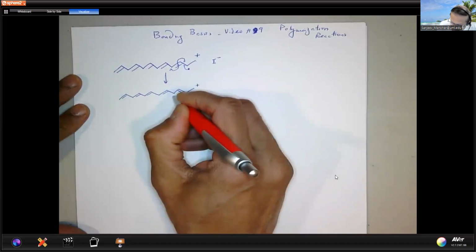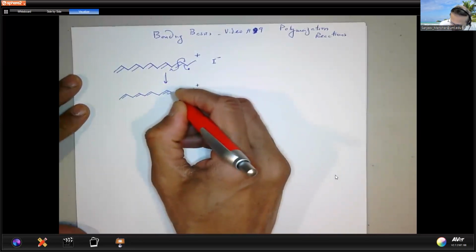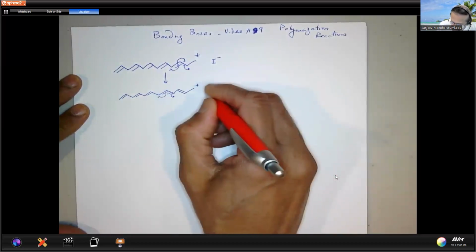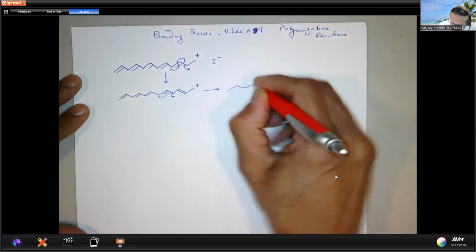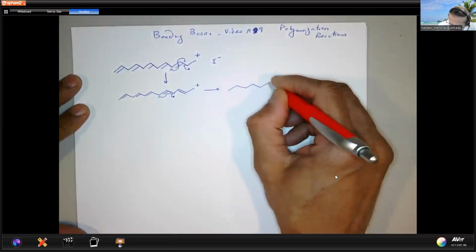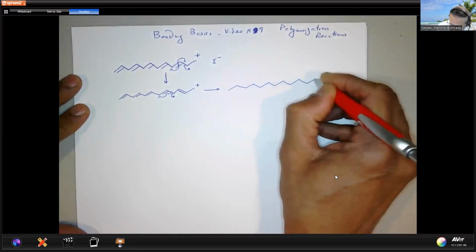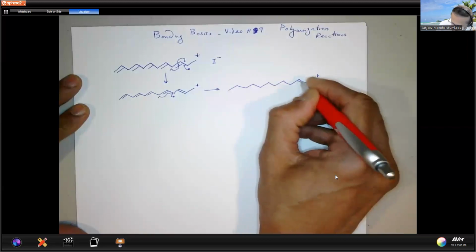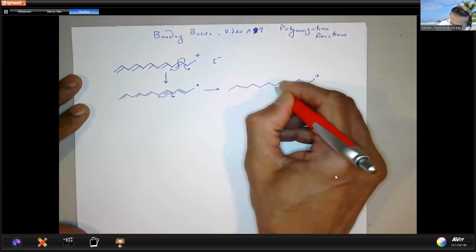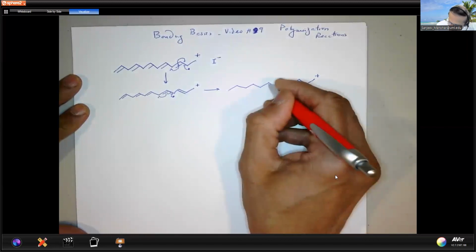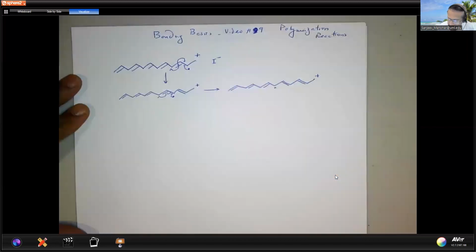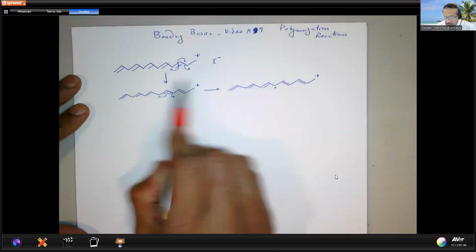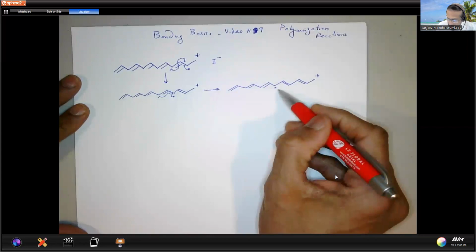What if this moves here, that moves there, and that moves there? Then what? 1, 2, 3, 4, 5, 6, 7, 8, 9, 10, 11, 12, right? That plus is still there. There's a bond here now, there's a bond here now, but the radical has moved here, right? The radical that started here has moved 2 carbons away. So this can go all the way down.